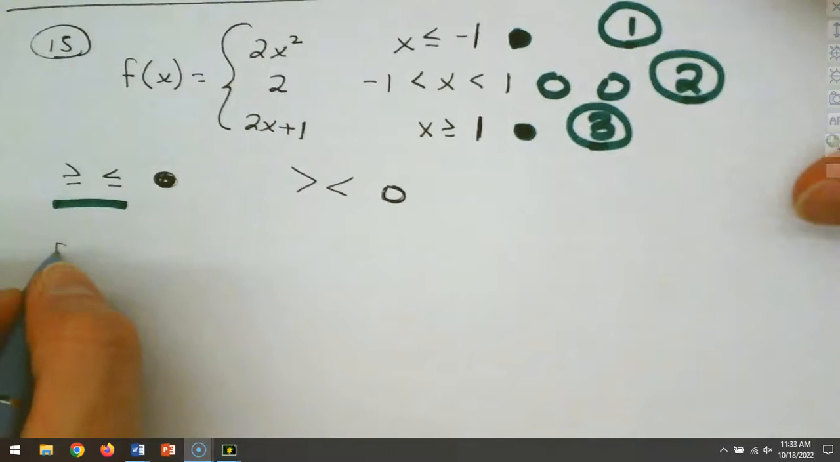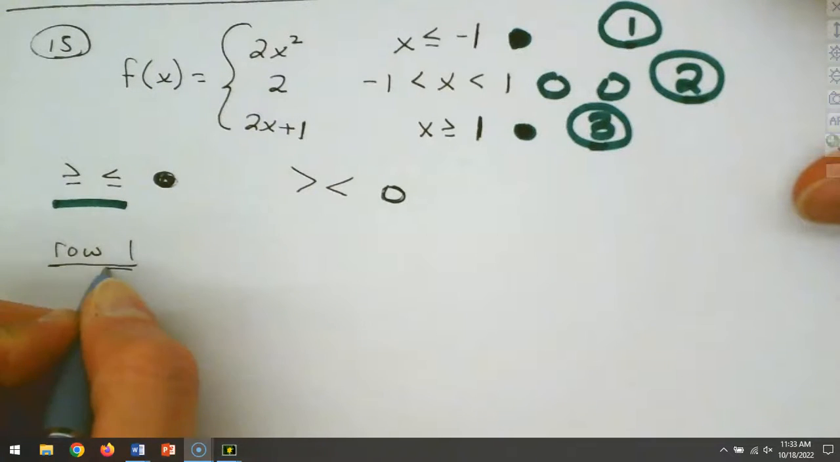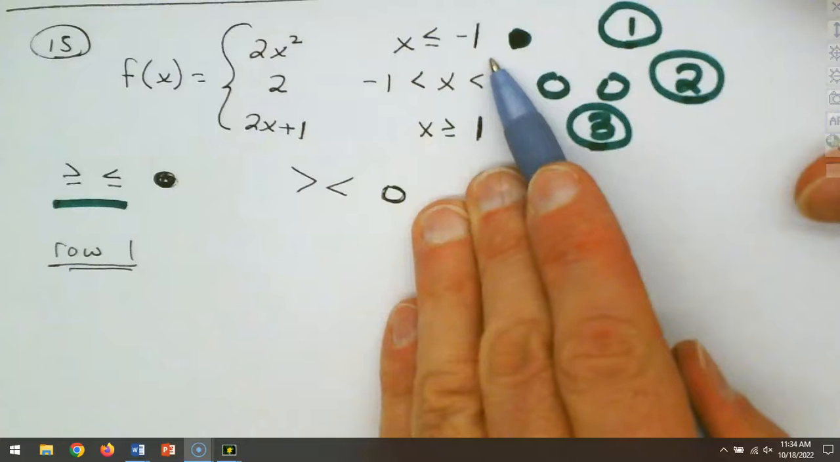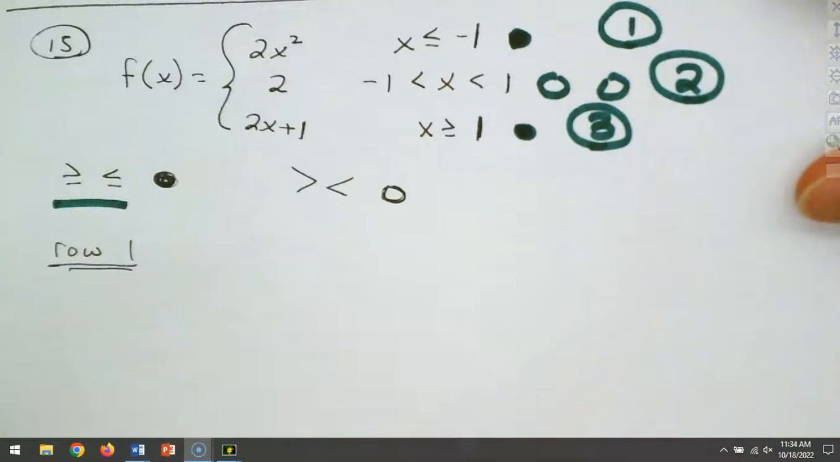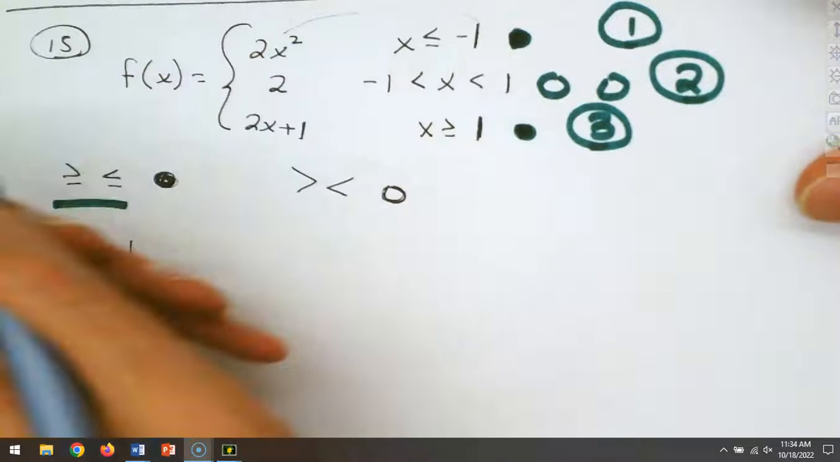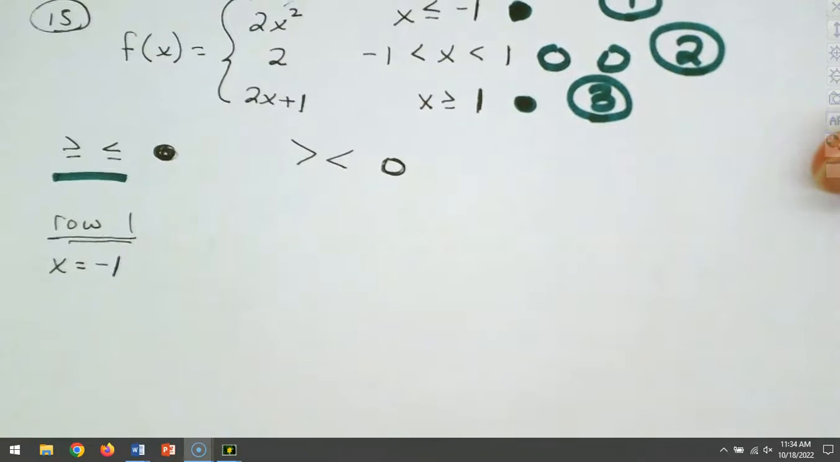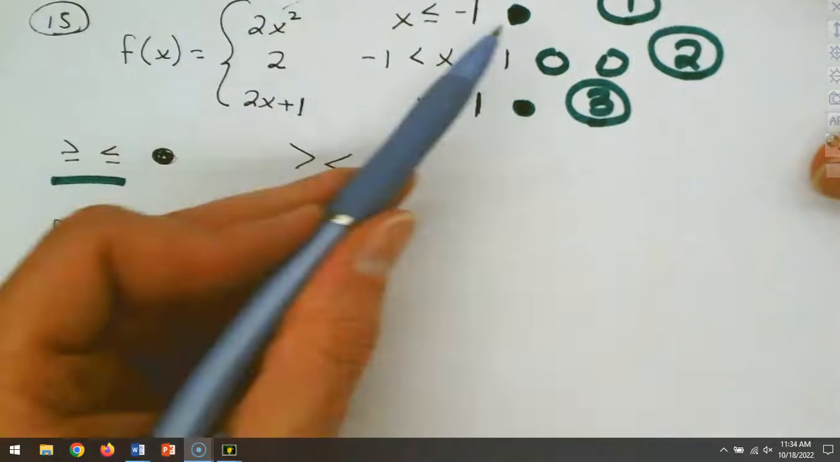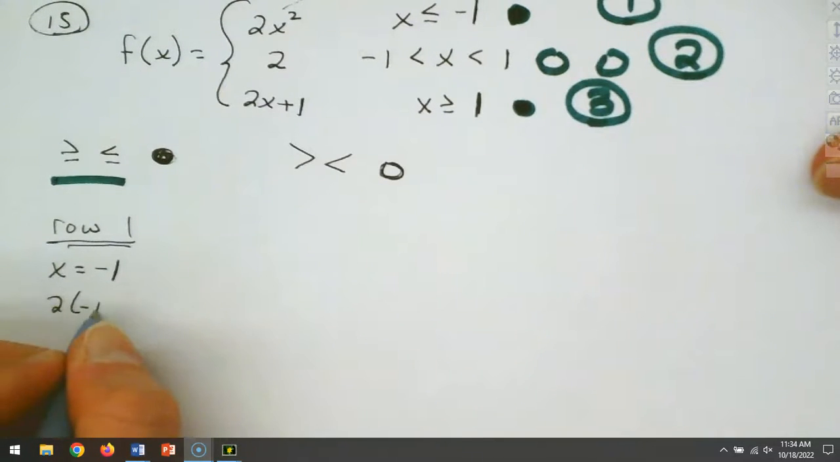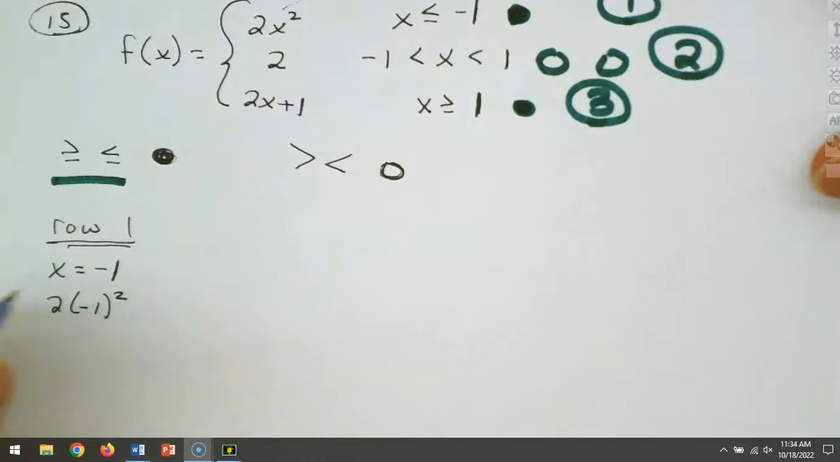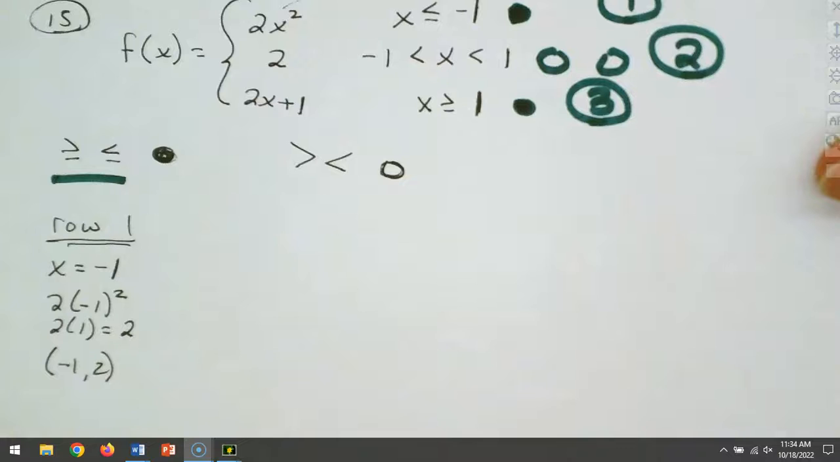Let's look at row 1. Now, we need 2 points so we can connect them together. So row 1, I'm going to begin always by plugging in the -1, the number that they give you. If I plug in a -1, I have 2 times a -1 squared. Well, that is 2 times 1, which is then what? 2. So what would my ordered pair look like? -1, 2.